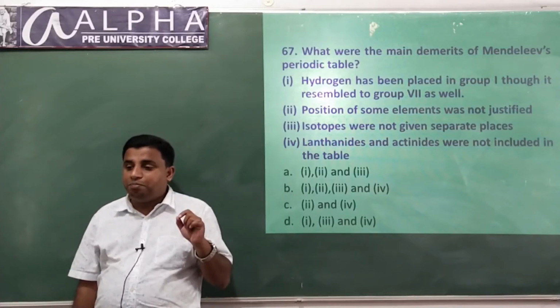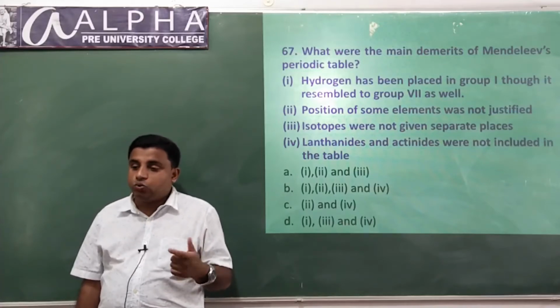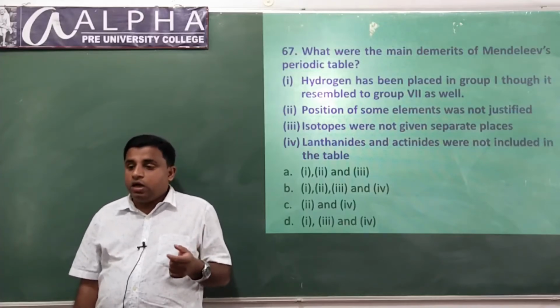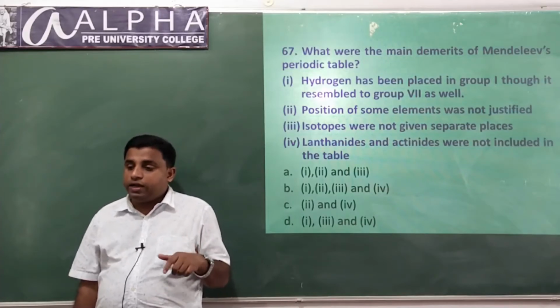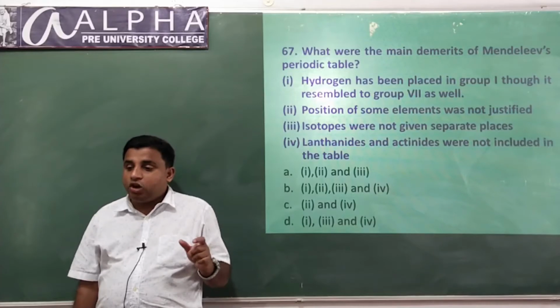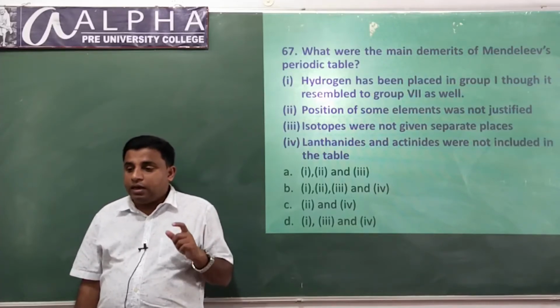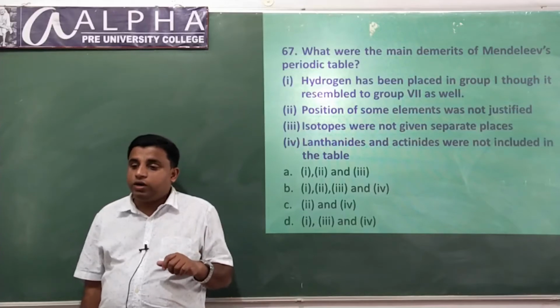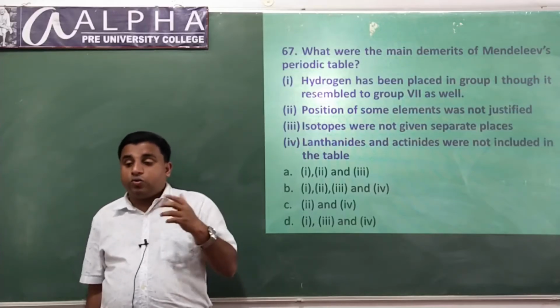Hydrogen has been placed in group 1, though it resembled group 7 as well. Position of some elements was not justified. Isotopes were not given separate places. Lanthanides and actinides were not included in the table. So we have got four different options.